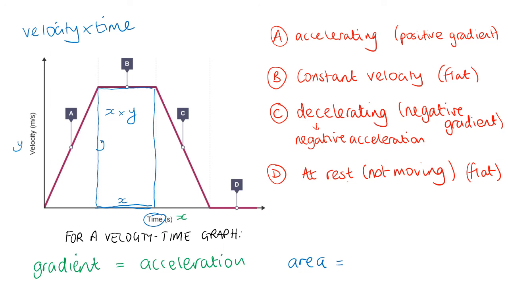Now we looked earlier at the fact that velocity is equal to displacement divided by time. If we've got a velocity and we've got time, there is a third bit of that equation, which is displacement. Funnily enough, velocity times time is equal to displacement. So the area under the graph is equal to the displacement, or the distance moved in a certain direction by the object that is moving.